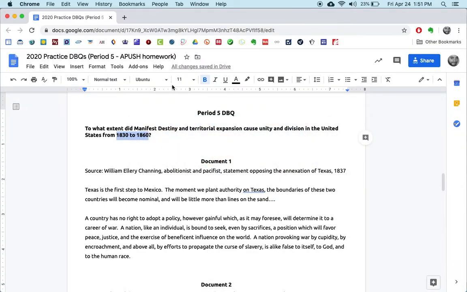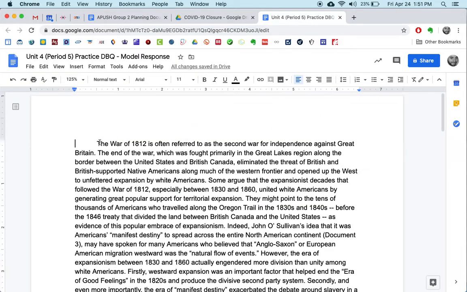Here's what I did with the War of 1812. And this is my contextualization here. The War of 1812 is often referred to as the Second War for Independence against Great Britain. The end of the war, which was fought primarily in the Great Lakes region along the border between the U.S. and British Canada, eliminated the threat of British and British-supported Native Americans along much of the frontier. Notice how I say a little bit about the War of 1812, who the two sides were, where the war was fought, and then, at the end, and opened up the West to unfettered expansion by white Americans.